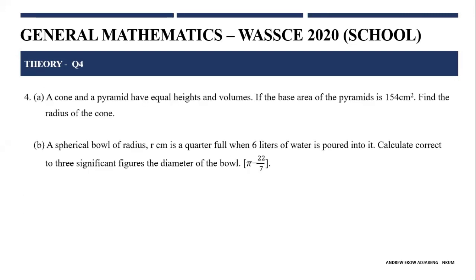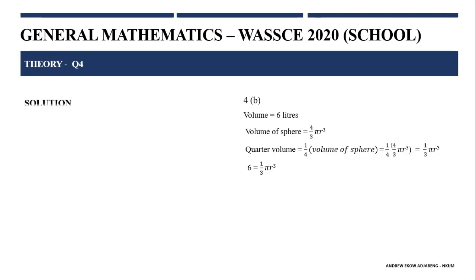Question 4. A cone and a pyramid have equal height and volume. If the base area of the pyramid is 154 centimeters square, find the radius of the cone. And then B, a spherical bowl of radius r centimeters is a quarter full when 6 liters of water is poured into it. Calculate, correct to 3 significant figures, the diameter of the bowl. Take pi to be 22 over 7. So first, let's solve for A. I will explain B very soon.